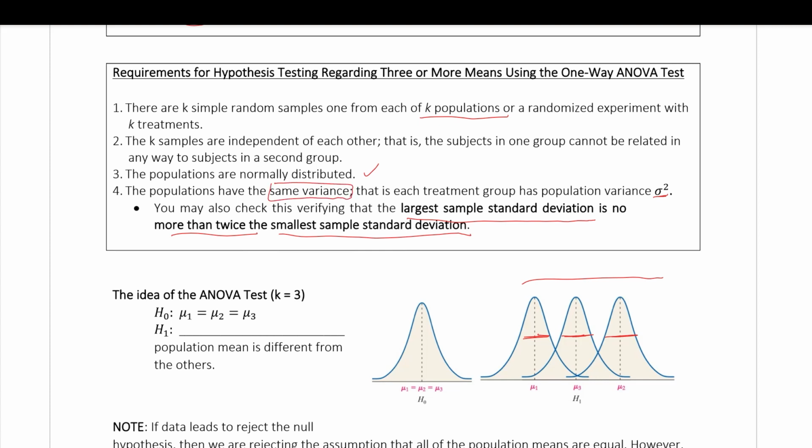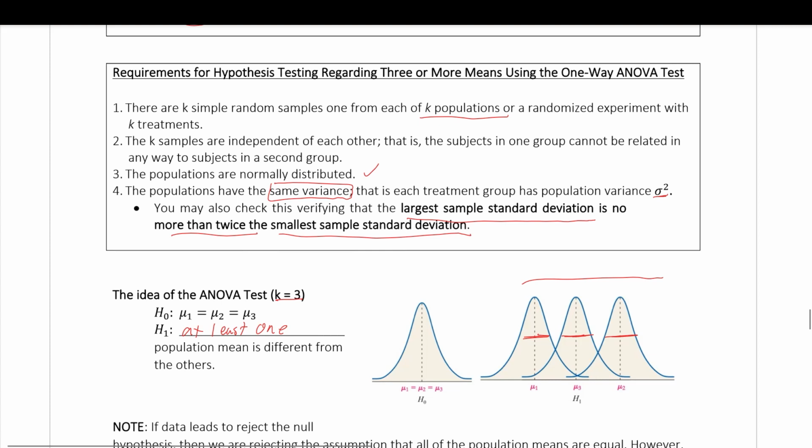So the idea of ANOVA is, in this particular case, we have k equals 3 populations. We would say in the null hypothesis that mu1 is equal to mu2, which is equal to mu3. And what would the alternative look like in this case? Well, in order to disprove the null hypothesis that they're all the same, we simply have to show that one of them is different. So at least one population mean is different from the others.